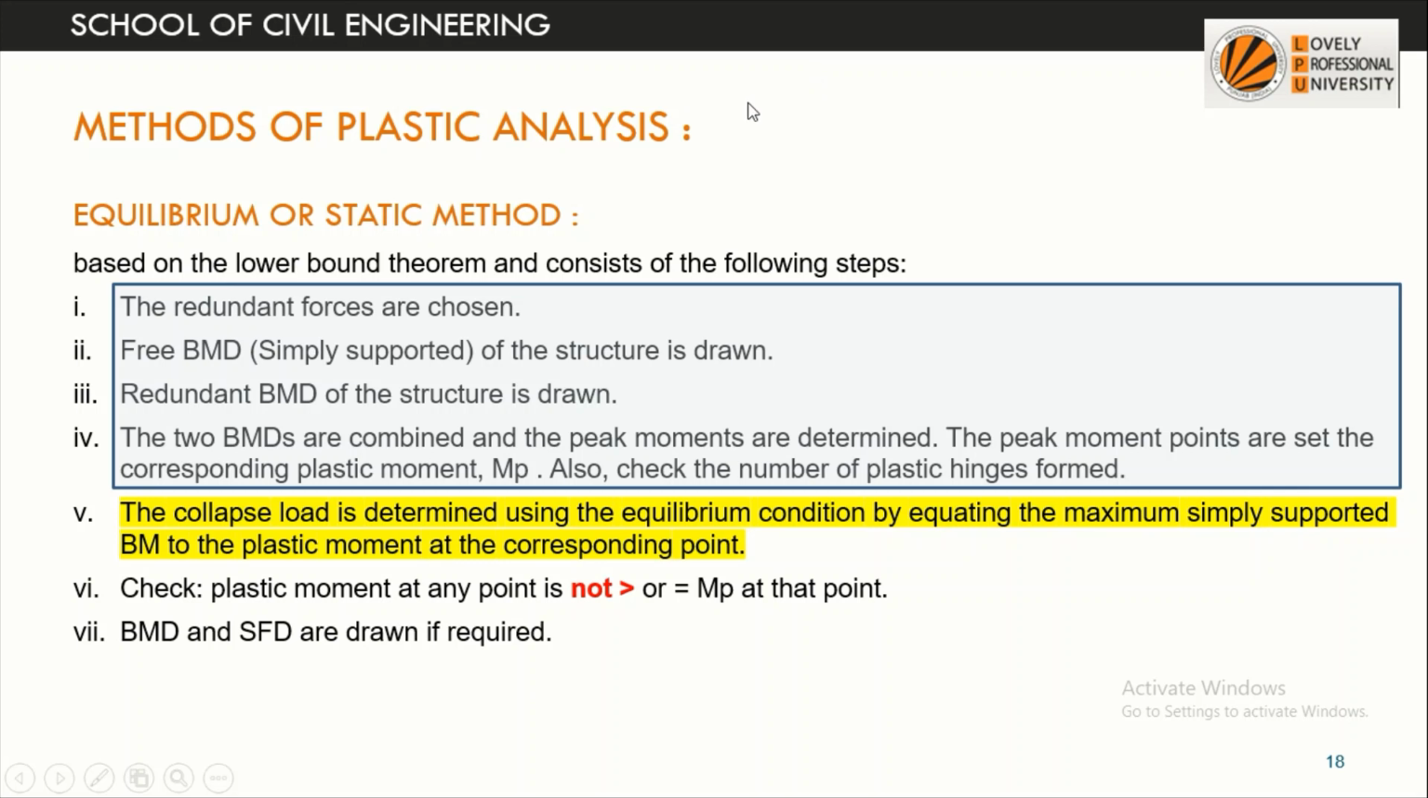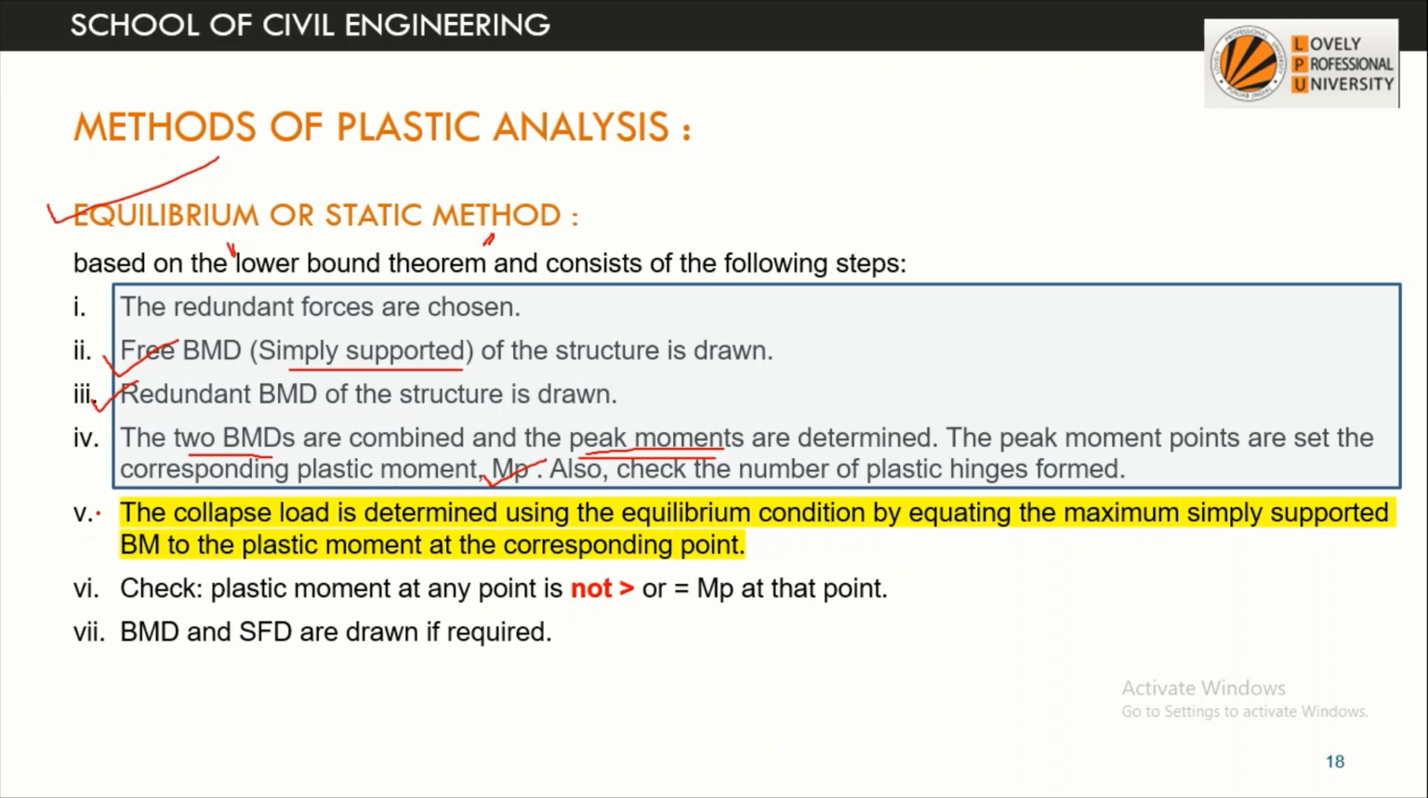So let us see the methods of plastic analysis. The first method which we are going to see is the equilibrium or static method. It is based on the lower bound theorem, and we follow these steps. First, draw the free bending moment diagram, assuming that each span is simply supported, and then draw the redundant bending moment diagram. Based on the two bending moment diagrams, we will try to identify the peak moment positions, and those points are said to correspond to the plastic moment Mp.